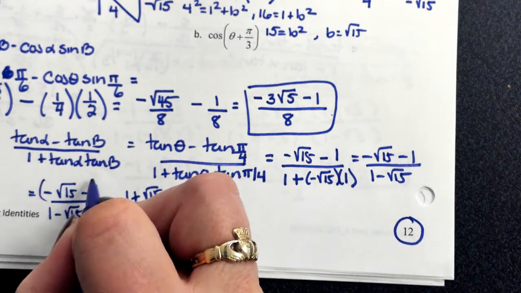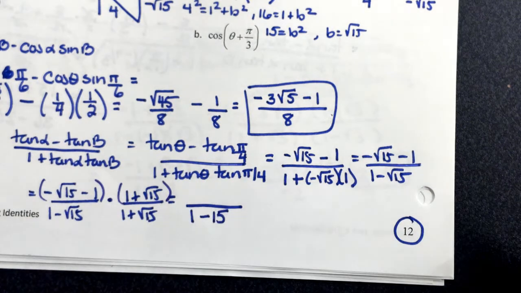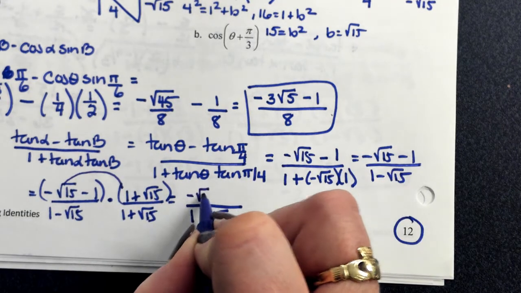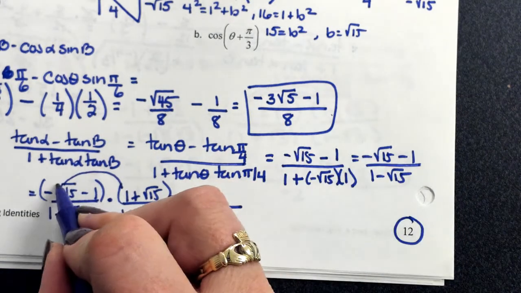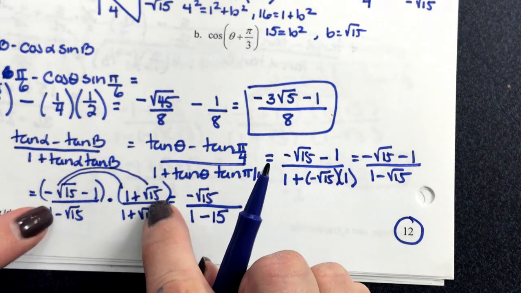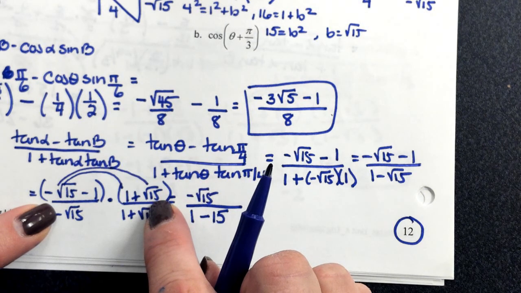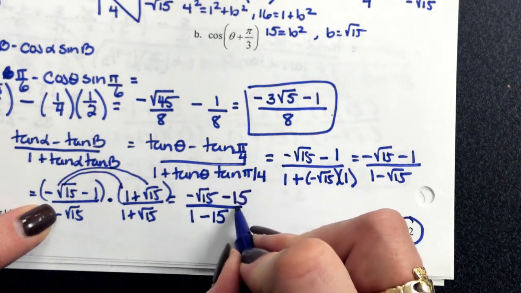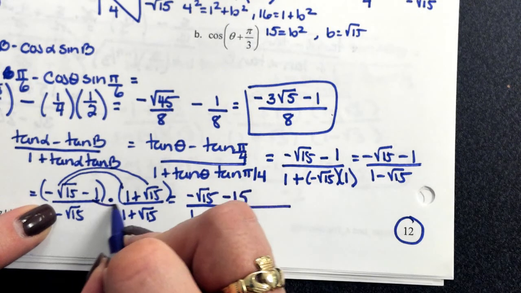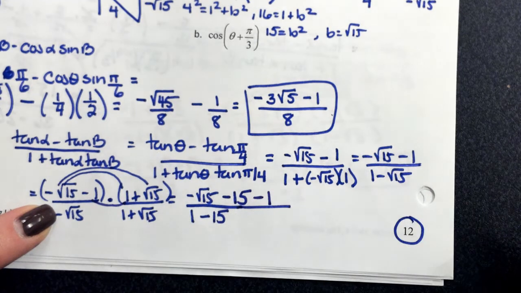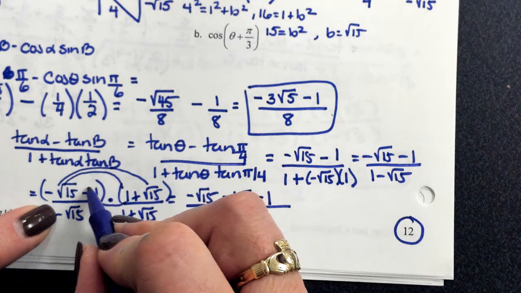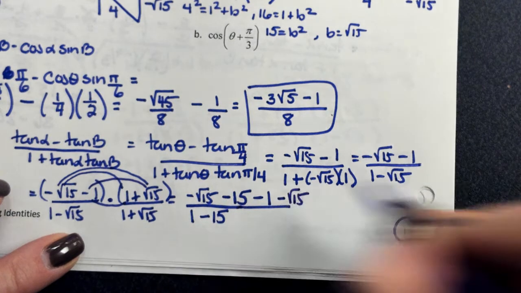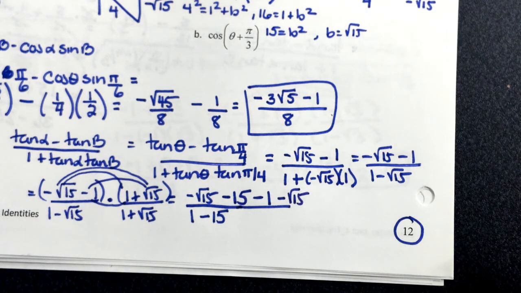Now you do have to FOIL the numerators. So be careful. Negative square root 15 times 1 is a negative square root 15. Negative square root 15 times a positive square root 15, the radicals will cancel. That'll give you a minus 15. Inner terms, negative 1 times 1 is a negative 1. Last terms, negative 1 times square root 15 is a negative square root 15. So any questions on how I FOILed that numerator?